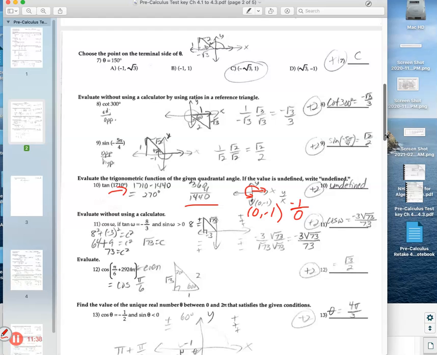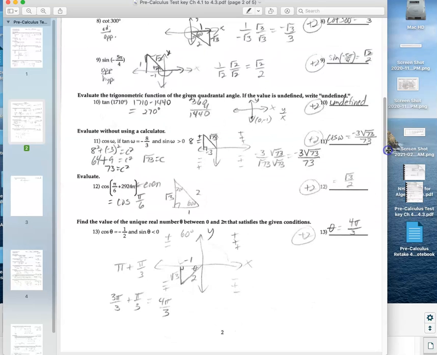Some of you lost a point there because you said -1 over 0 is 0. No, it's not. You can't divide by 0. It's the 0 on the numerator, on the top of the fraction, that gives you a 0. It's fine if the 0 is on the top. It's not fine if it's on the bottom. Then it's undefined. All right, number 11.